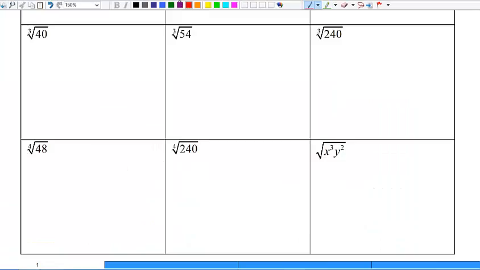On these next problems, I have cube roots. So this is a cube root, so I am now not looking for a pair, I'm looking for a group of 3. So I have 4 times 10, 2, 2, 2, and 5. And I'm looking for groups of 3 this time.